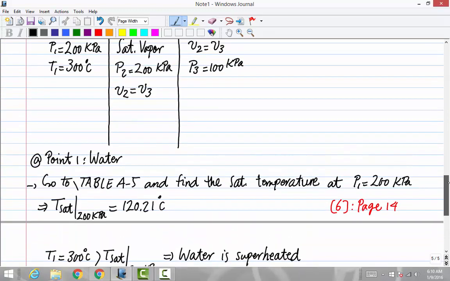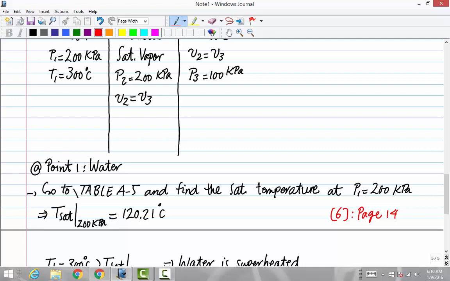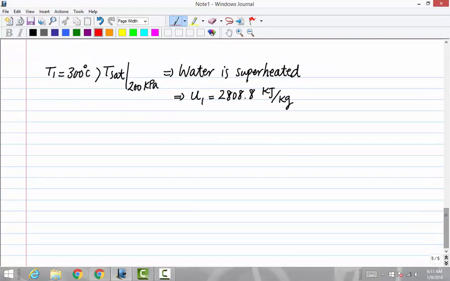And please do this. Go back to your table and write it in red, whatever that you have discovered. It's superheated, and internal energy is 2808.8 kilojoule per kilogram. Don't be lazy and write the unit. Please, it helps a lot. I have this experience that I lost points just because I hesitated to write the unit.